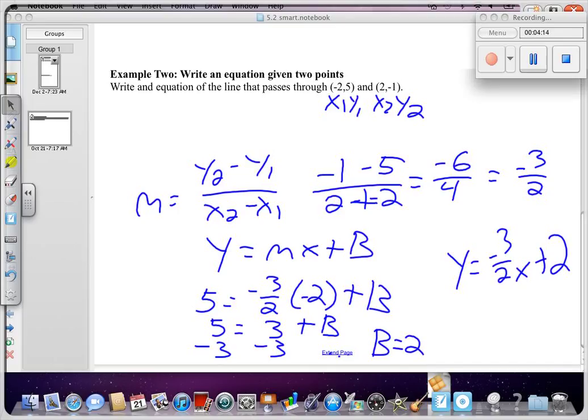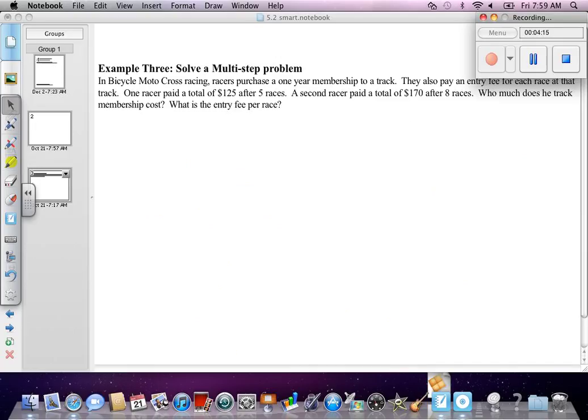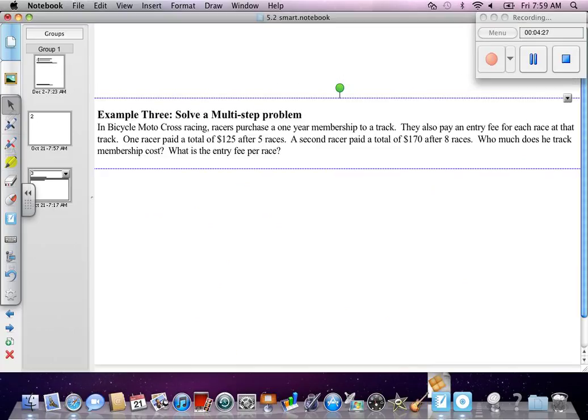Okay. Gentlemen, we're looking at the last one, our fun and exciting story problem. In bicycle motocross racing, racers purchase a 1-year membership to a track. They also pay an entry fee for each race at the track. One racer paid a total of $125 after 5 races. A second racer paid a total of $170 after 8 races. How much does the track membership cost, and what is the entry fee per race?